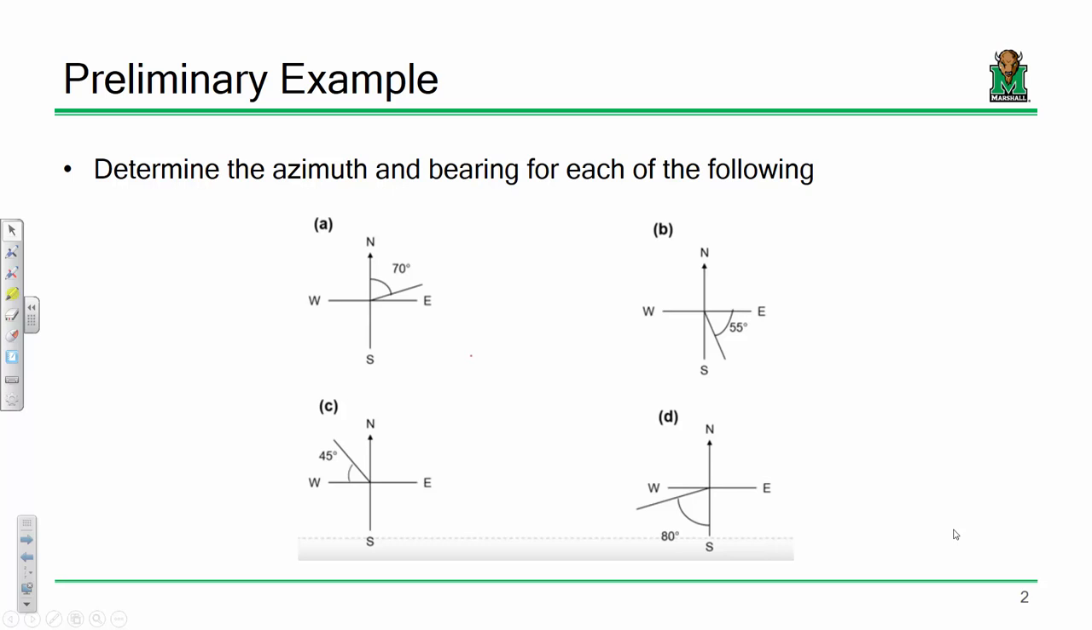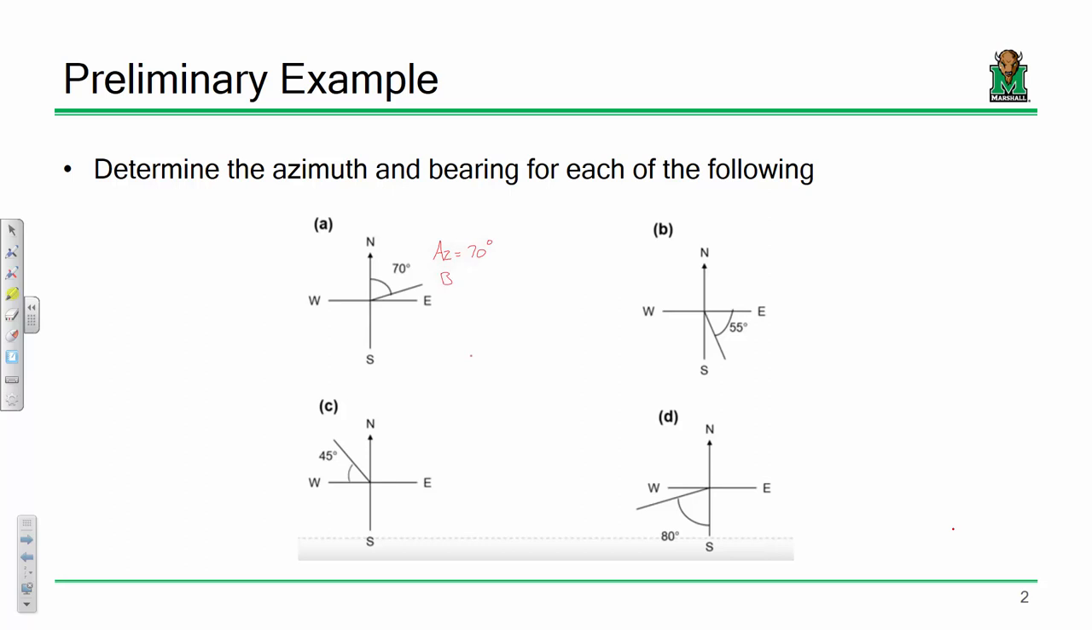Let's start off with A. Anybody know what the azimuth is? Well, first off, let's go back to square one. How do we define an azimuth? Remember? The distance from north, the angle distance. Angle from north, right? So north is zero and going clockwise. So what would the azimuth be for A? 70. There you go. So this azimuth is 70.